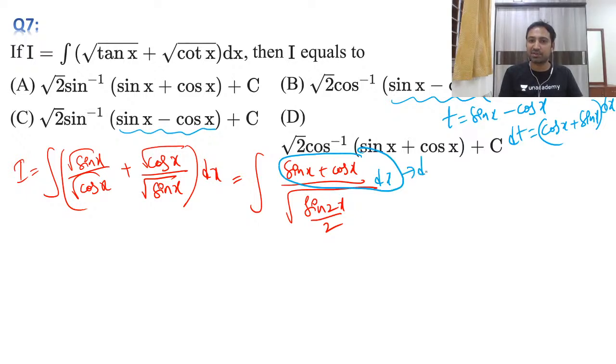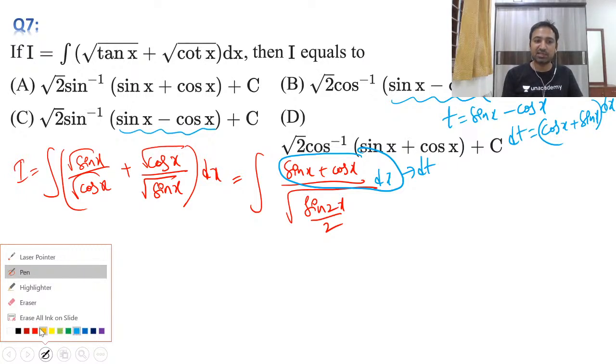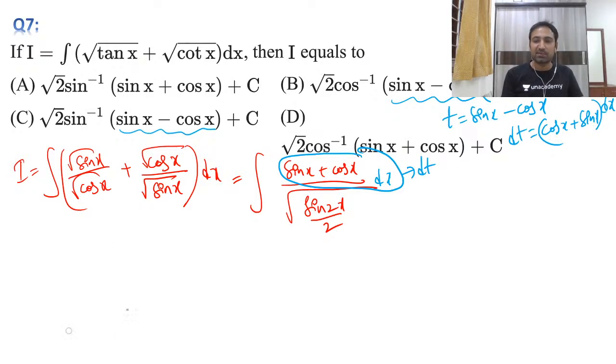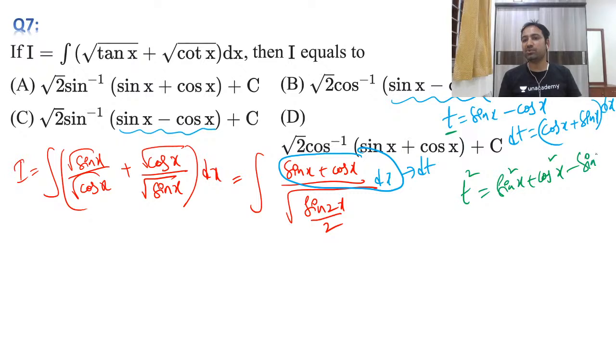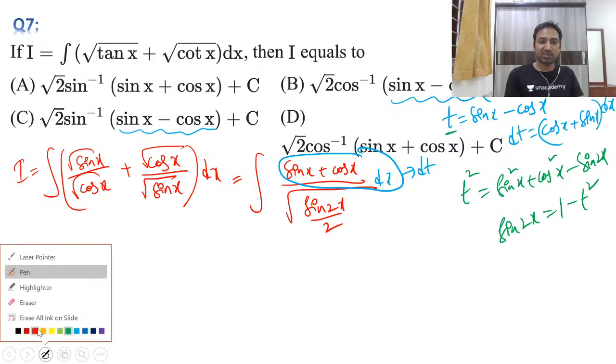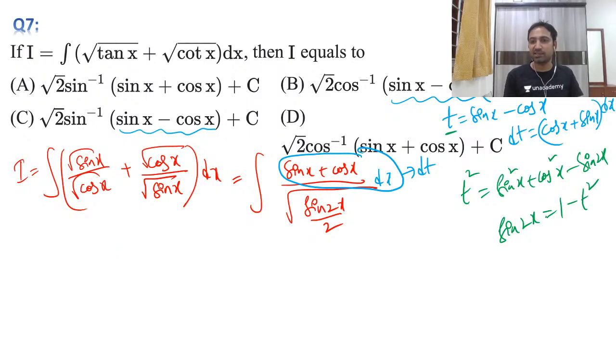dt. But now we need to convert sin 2x in terms of t, guys. For that we can square both sides. If I square it, t square equals sin x minus cos x whole square, that is sin square x plus cos square x minus 2 sin x cos x, which is sin 2x. So from this, can I write sin 2x as 1 minus t square? Why? Because sin square x plus cos square x is 1 only, guys. So I can say 1 minus t square.